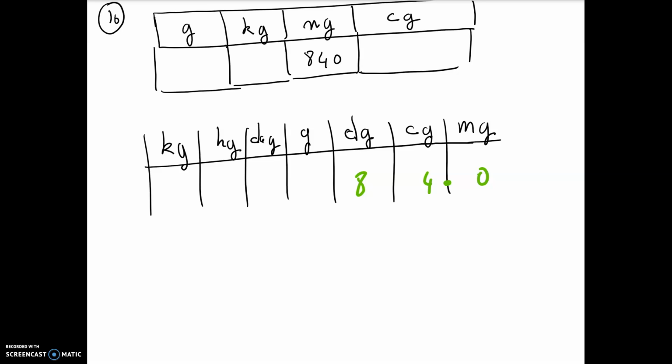And so the answer is going to be 84.0 centigram. Now, in kilogram, I will have to put my dot right here and fill up with 0s, so it's going to be 0.000840. And in gram, my dot should be here, and I filled up the rest with 0, and it is going to be 0.840 gram.